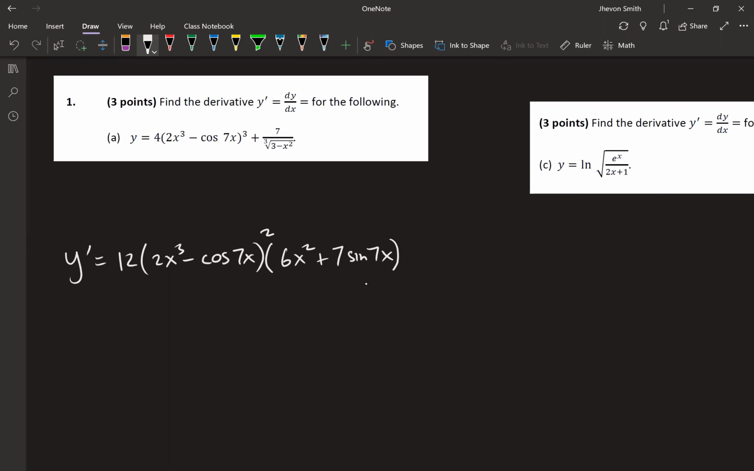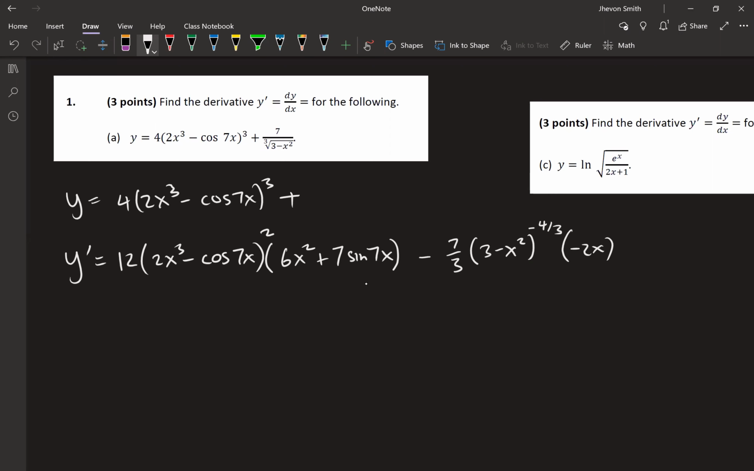And then still use the power rule, right? So minus 7/3 times 3 minus x squared to the power of negative 4/3 times negative 2x. Yes, that's it. And that comes from just thinking of the second part, so that others would see it more clearly.